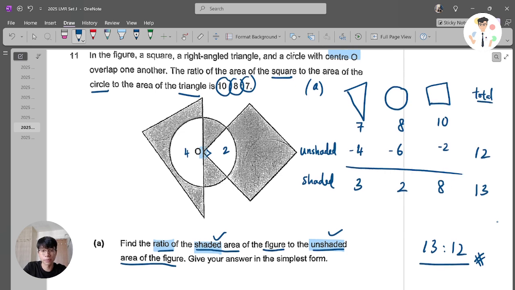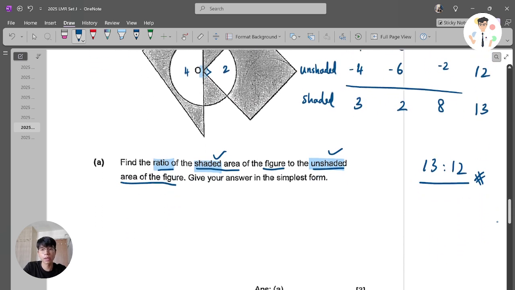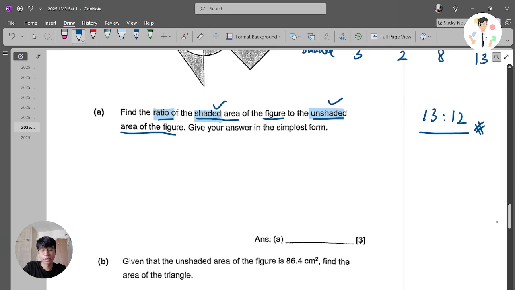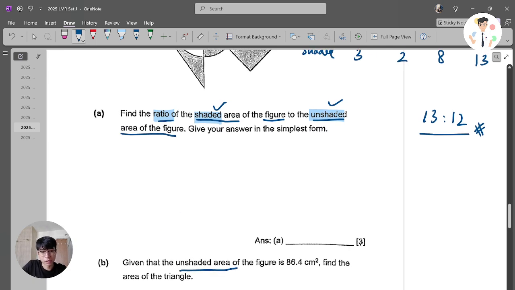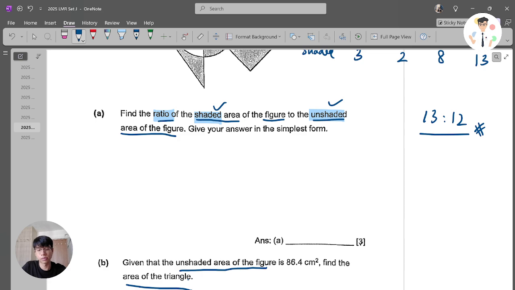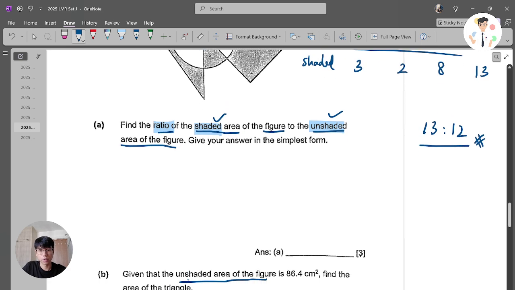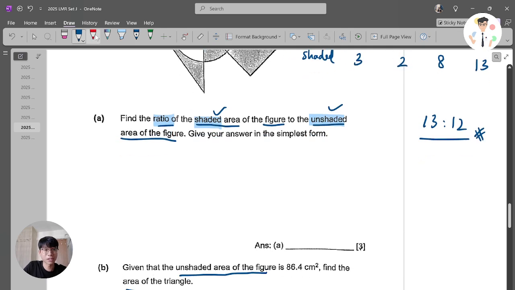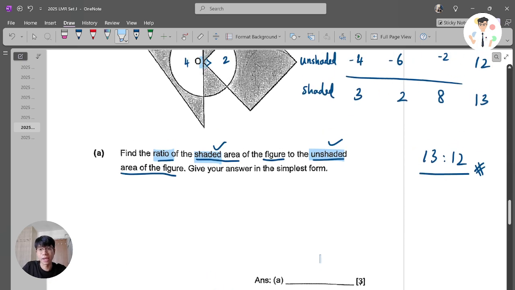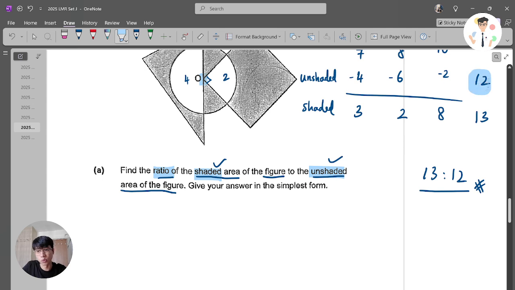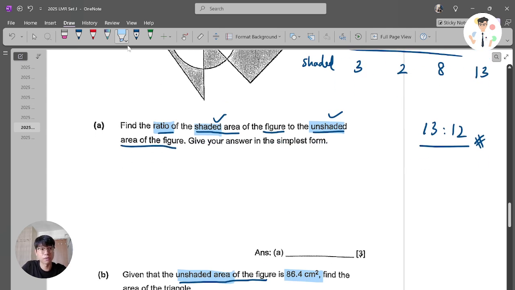Okay, so let's look at part B. Given that the unshaded area of the figure is 86.4 cm square, find the area of the triangle. Let me just highlight the unshaded part. Unshaded is 86.4. Now, unshaded is actually what? 12 units. So it means that this is equivalent to 12 units.